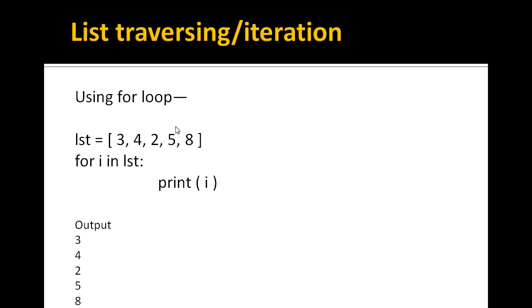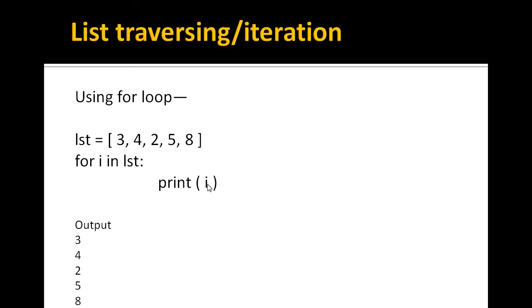So here you create a list that has the values 3, 4, 2, 5, 8. That means a total of 5 values. Their indexes will be 0, 1, 2, 3 and 4. Then the for loop statement: for i in list. i will be given the values of this list one by one. First i is given 3, then in the next turn it is given 4, then 2, then 5, then 8. So first it is given 3. The next statement inside this for loop is print i.